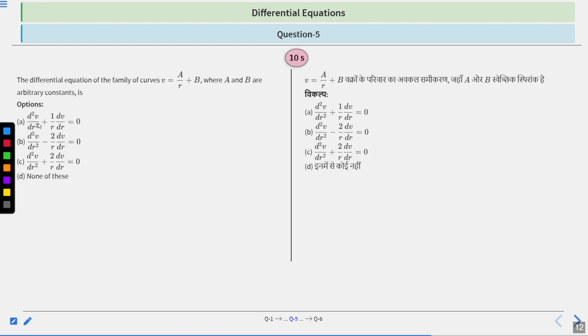Since we have two arbitrary constants, we will have to differentiate twice to get the differential equation, right? So the differential equation we will get is of order 2. In this way, you can try to approach this question. You have 10 seconds to solve or think about this question. After 10 seconds, we will discuss the solution.